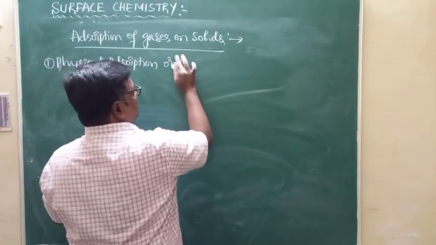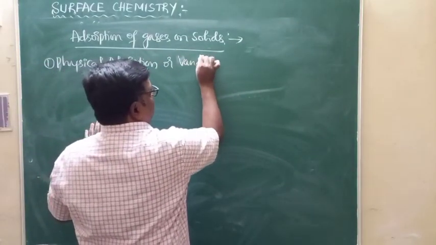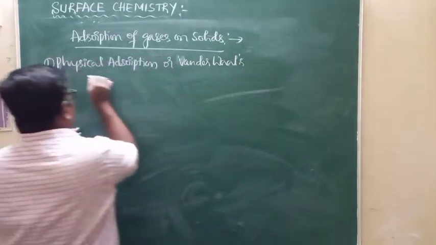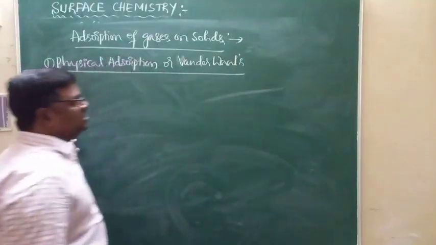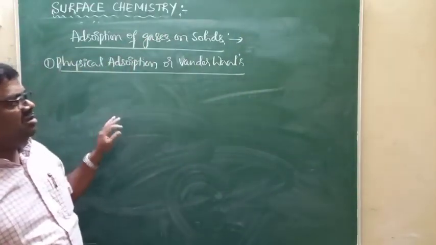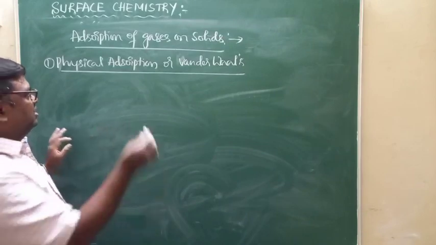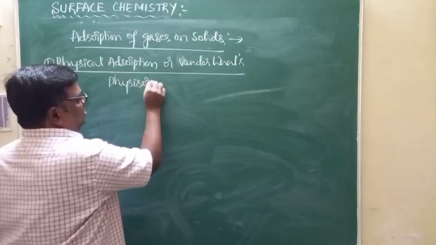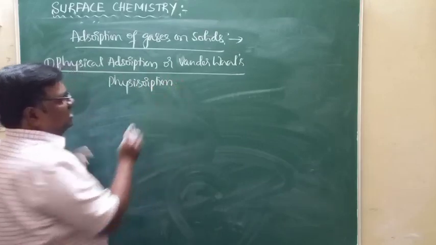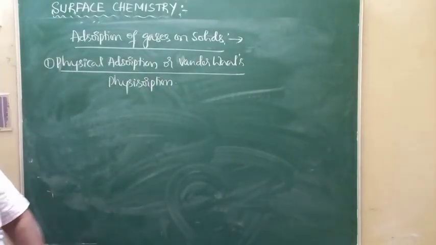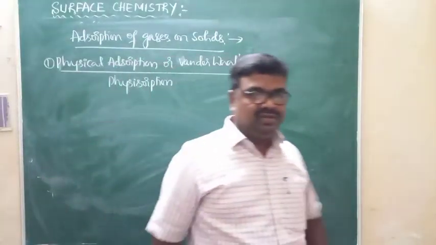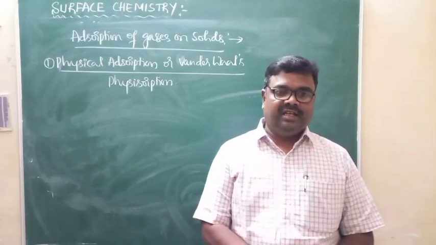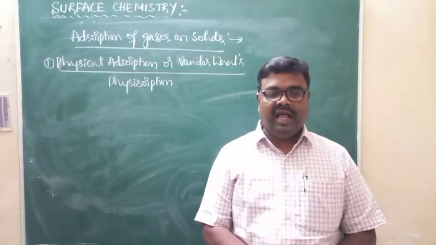This is also called van der Waals adsorption, or physisorption. And the second is chemical adsorption. It is also called chemisorption, or you can say it can be named Langmuir adsorption.